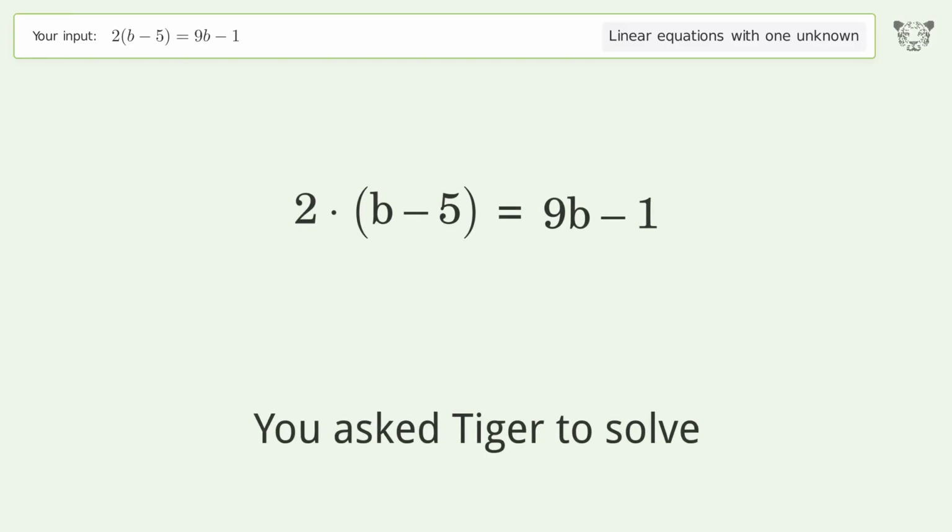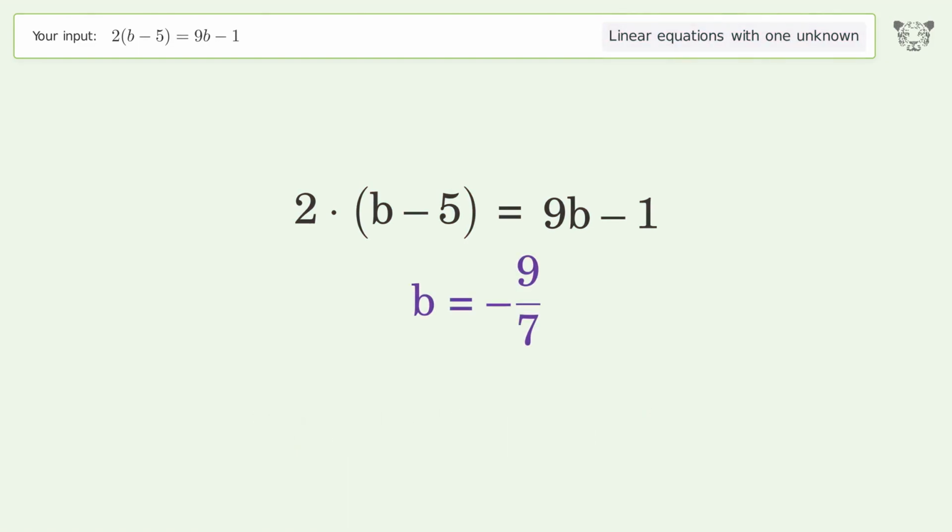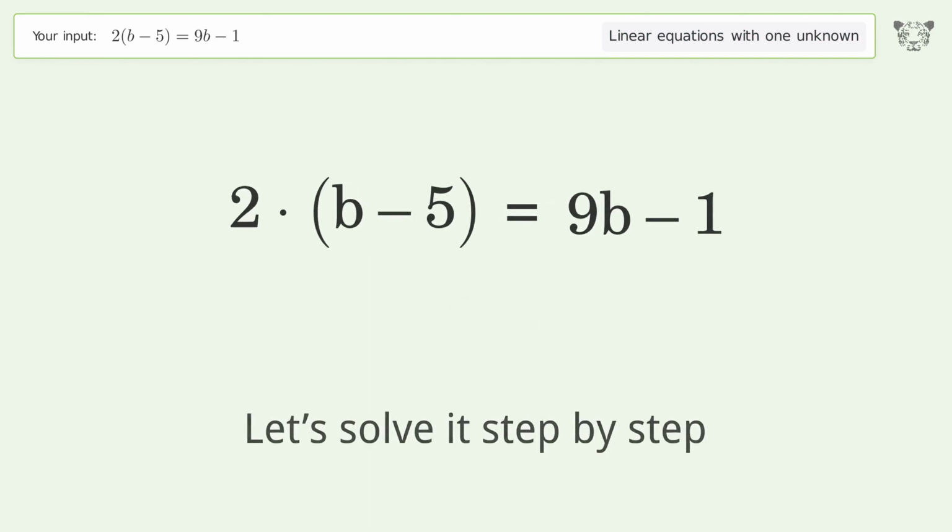You ask Tiger to solve this. It deals with linear equations with one unknown. The final result is b equals -9/7. Let's solve it step by step.